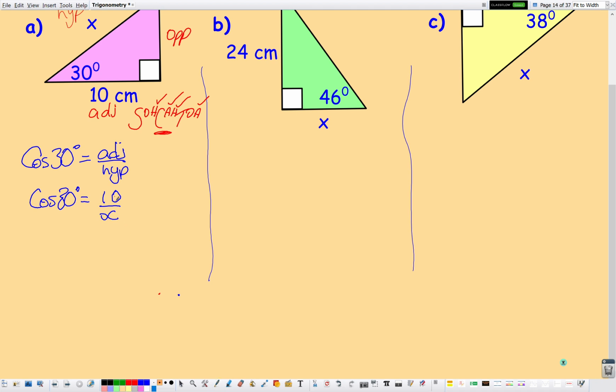What we have to do first is get rid of the fraction. Now before we brought this bottom number up and times it at the top here, we're going to do the same thing with x. It's going to be x times cosine of 30, and that is going to equal 10. But now I want to get x on its own. I'm trying to find x, so the way I do that is I now divide the other side by cosine of 30.